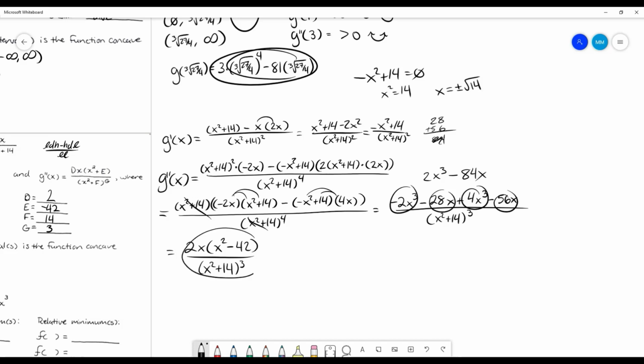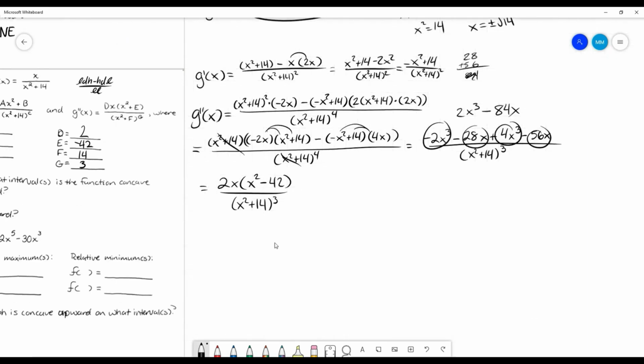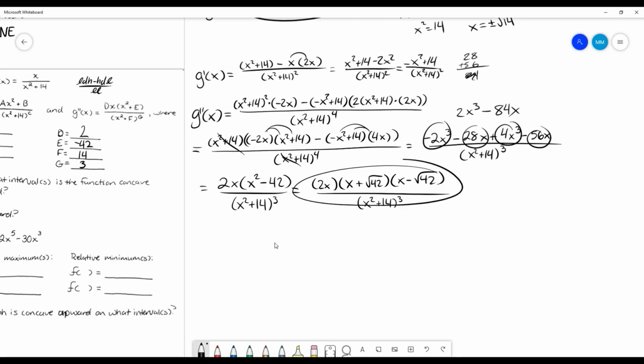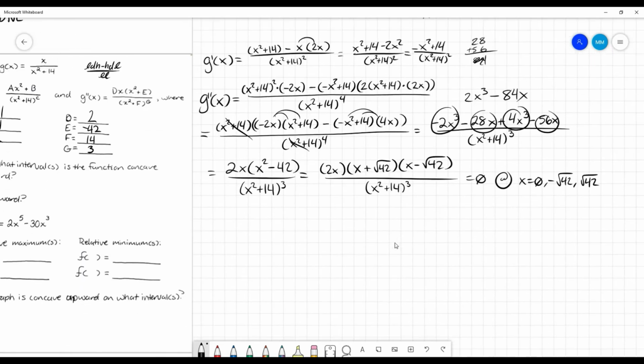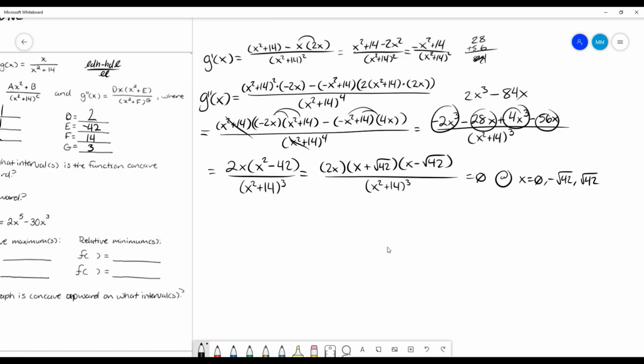And then we want our second derivative to equal 0. And I see that numerator, I can rewrite it as x plus this, x minus this, because again, that's a perfect difference of squares. Okay. Which means that this second derivative equals 0 whenever, so it equals 0 at x equals 0, x equals negative square root of 42, and x equals positive square root of 42. Okay. Got a lot of inflection points, not very many critical points, but that's okay.